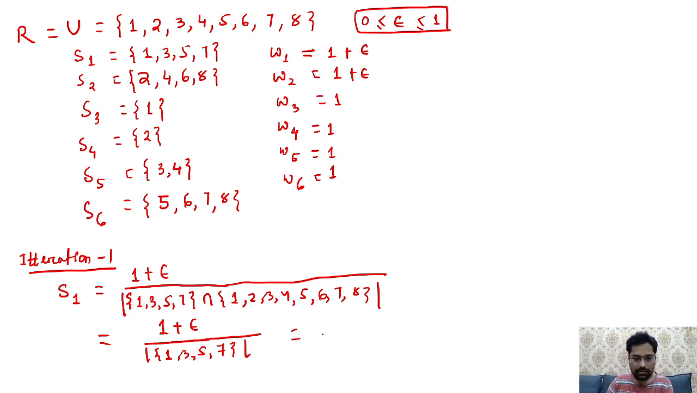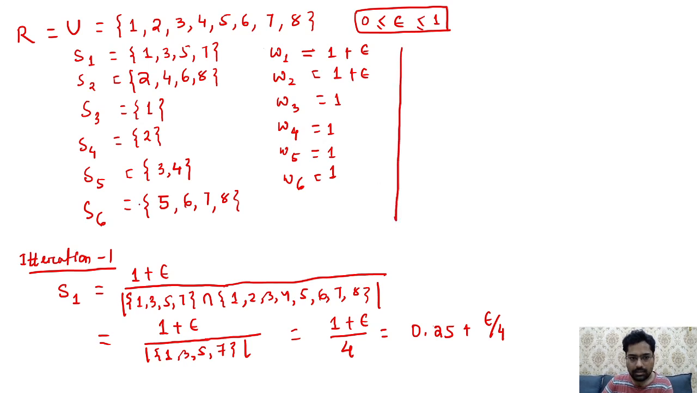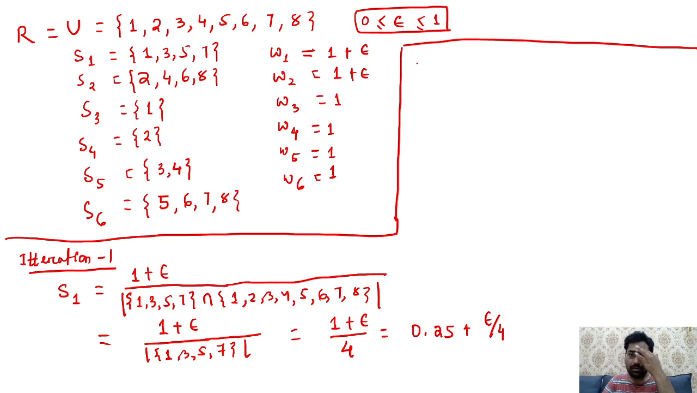This set theory basically we are using. 1 plus epsilon divided by 4, because 4 elements are there. So you can say it is 0.25 plus epsilon by 4. Epsilon is anything, but definitely if I consider with others also, because we are now discussing iteration 1, for one step I have written, and for others I'm just dictating it.